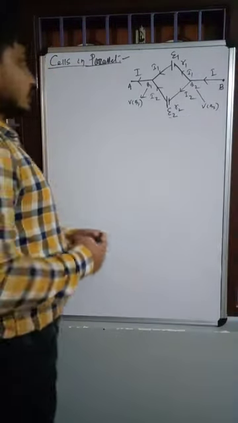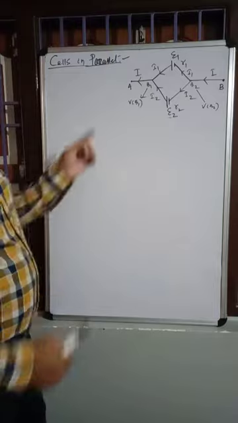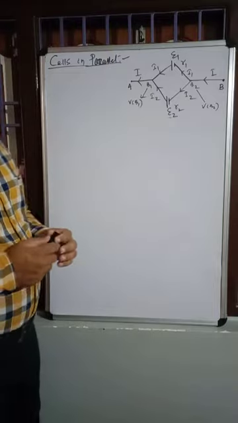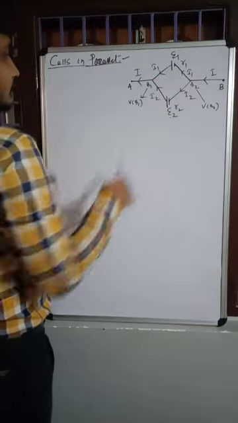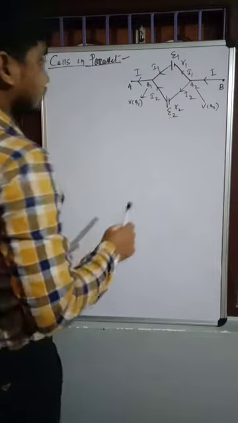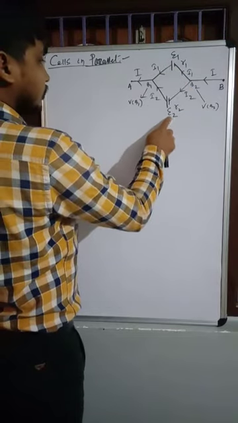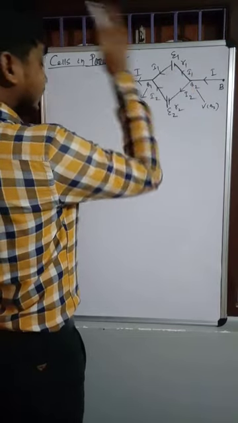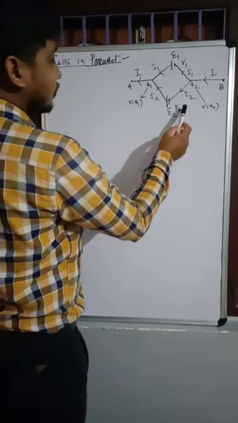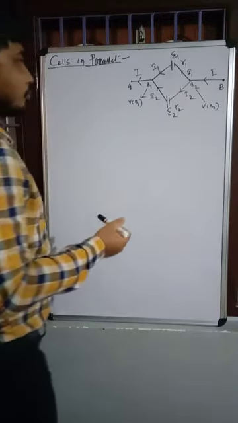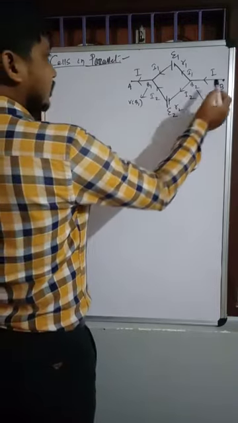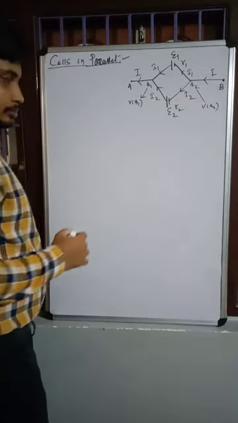So students, in this video we will be discussing the parallel connection of cells. Here I have considered two cells joined in parallel to each other. One cell has EMF E1, and the other has EMF E2. One has internal resistance R1 and the other has internal resistance R2. They are joined across the points B and A.